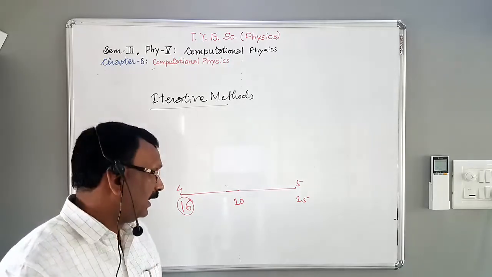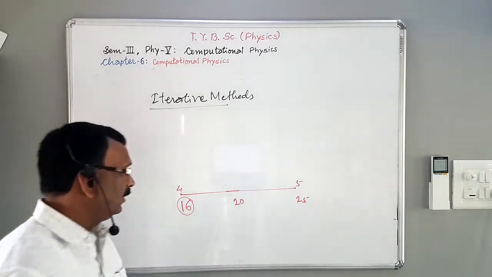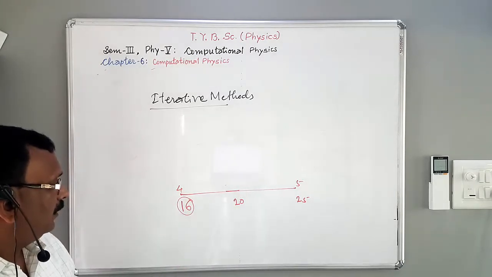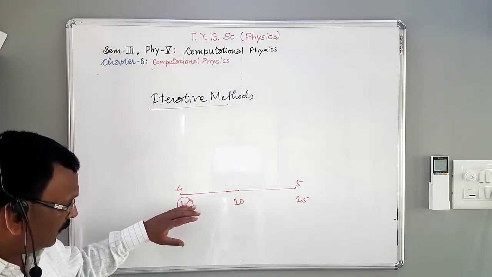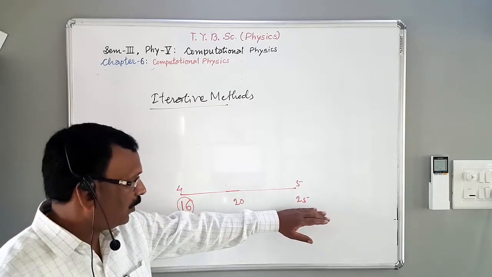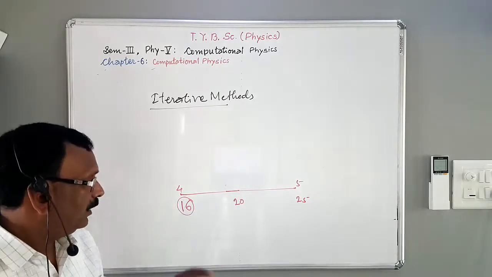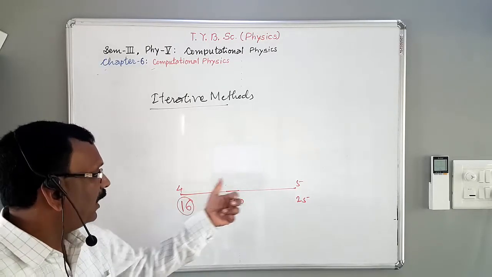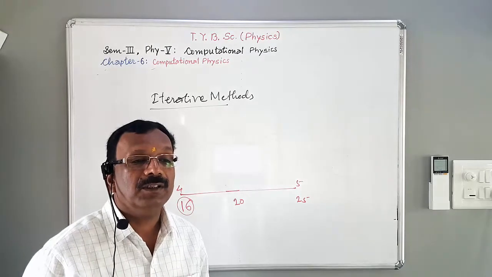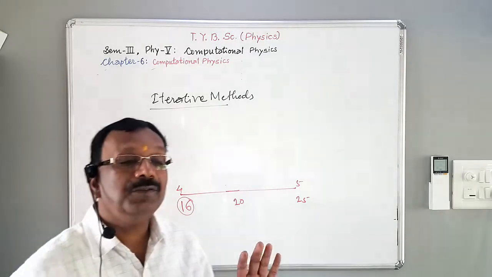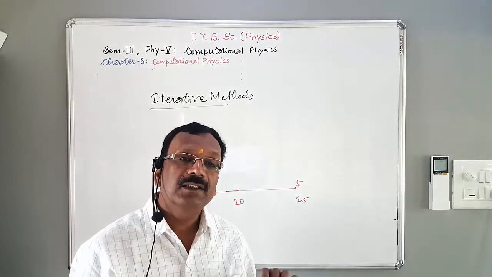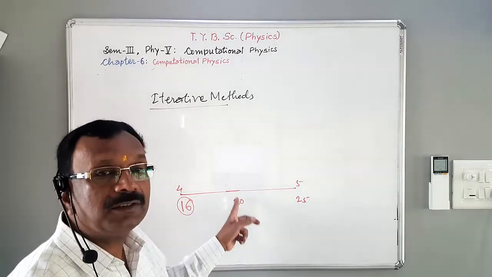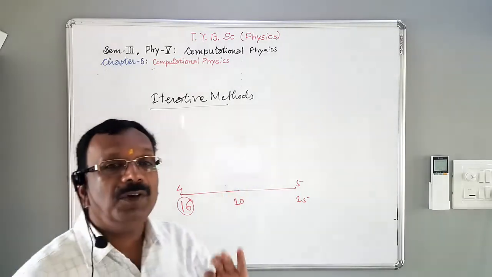So we can guess that if the square root of 16 is 4 and the square root of 25 is 5, then obviously the square root of 20 lies between 4 and 5. For that purpose, we use these techniques in order to find the square root of 20 or the square of 4.5.